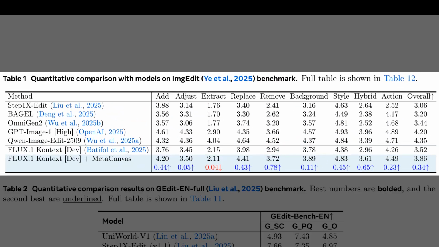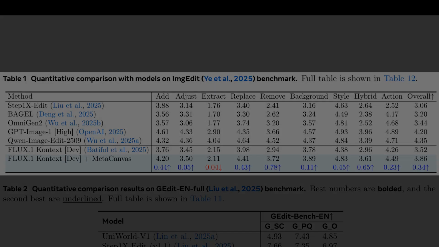So, while the previous table focused on connector ablations, Table 1 compares image editing quality across many systems on the IMG edit benchmark. The shaded bottom row shows Flux 1 context dev with MetaCanvas, which improves over plain Flux 1 context dev in every editing type. Gains are modest for simple add or adjust edits, but they grow larger for harder categories like remove, hybrid, and action edits. The final overall score rises from about 3.5 to about 3.9, putting this approach near the top of the open models.